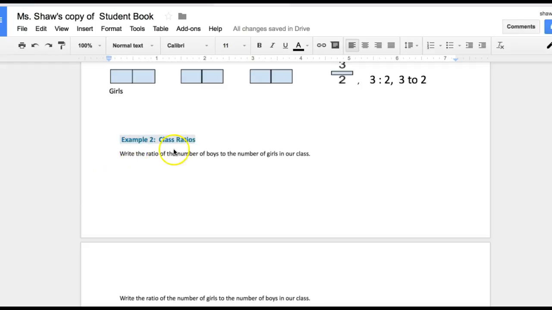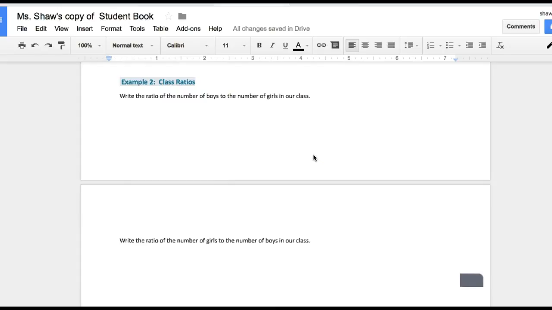Example 2 talks about our class ratios. Now, if you're watching this second after we've already taught the lesson, then you may not have the numbers. So I'm going to give you some numbers to put in just so that you can take a minute to do this yourself. Okay, so what if we had instead, since you can't count the number of boys and girls in your class at this moment, 16 boys and 12 girls. Okay, can you write a ratio of boys to girls in the class?